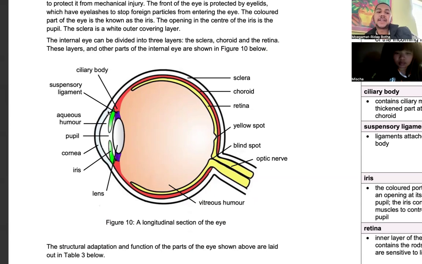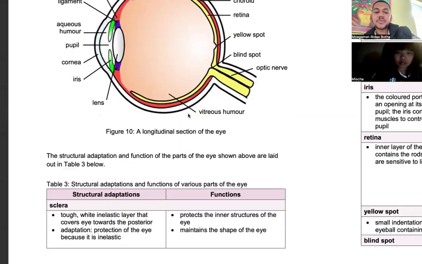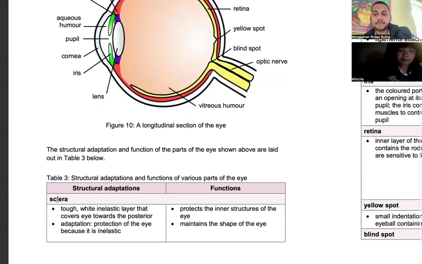This part over here in front is called the cornea. Okay. While I'm doing the structures, I'm soon going to do the functions as well. So let's speak about the sclera. Okay. The sclera is a tough white inelastic layer that covers the eye towards the posterior.